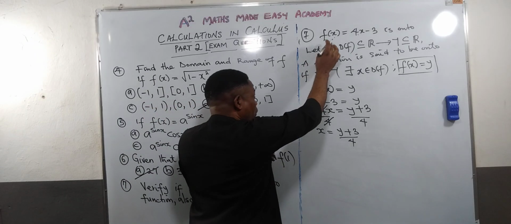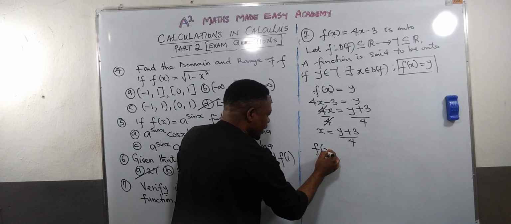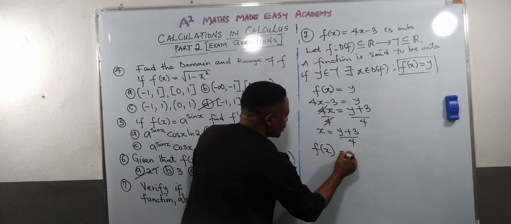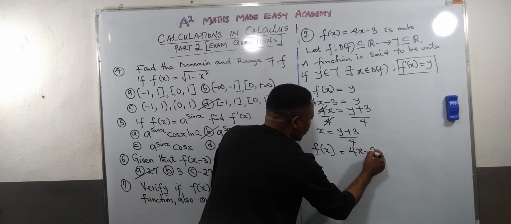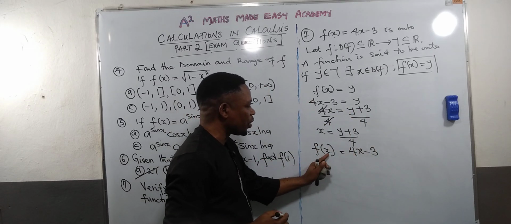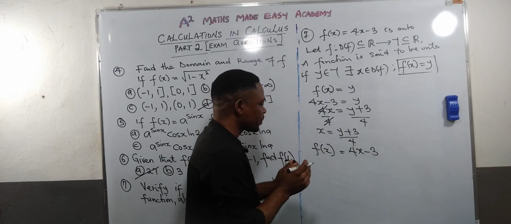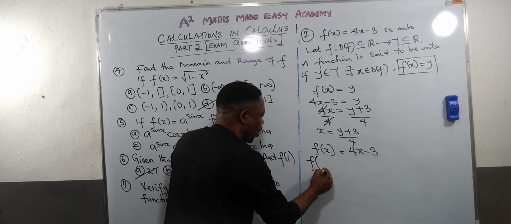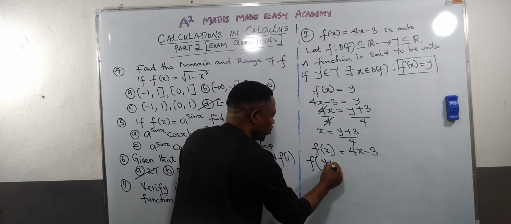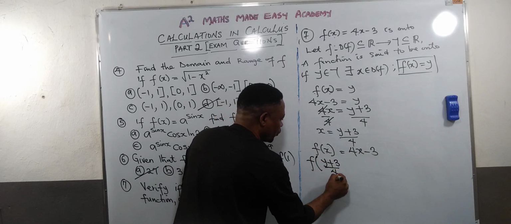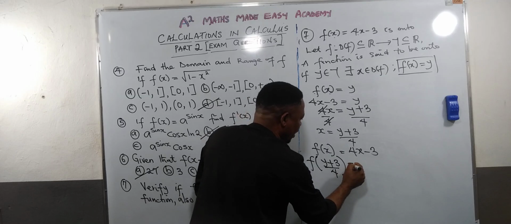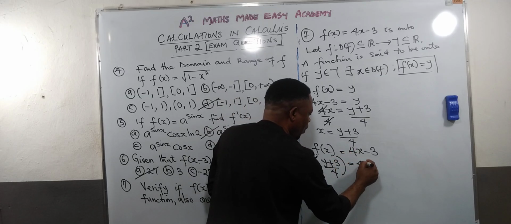Now let's take up the question again. Remember, we said f of x is given as 4x minus 3. Mind you that we have gotten the value of x. Can we substitute on both sides? Let's go. This is f of x, which is (y plus 3) all over 4. Close the bracket. Then this is now equal to 4 bracket.